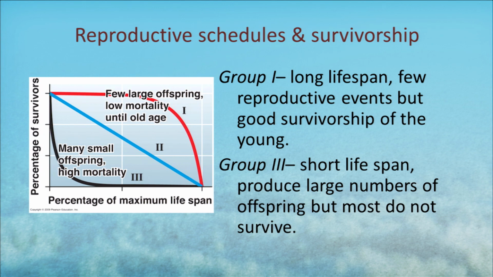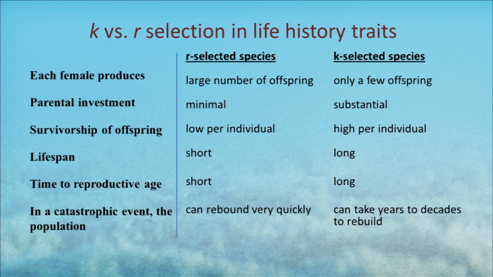And group 3 is a completely opposite strategy where you just proliferate as much as you possibly can, make as many offspring as you can, and understand that almost all of them are going to die, but a few will make it. We call these differences K versus R selection in life history traits. The R selection is going to be like group 3 and the K selection is going to be group 1. So what we're going to do is take a look at some of the differences between K and R selection in different respects.